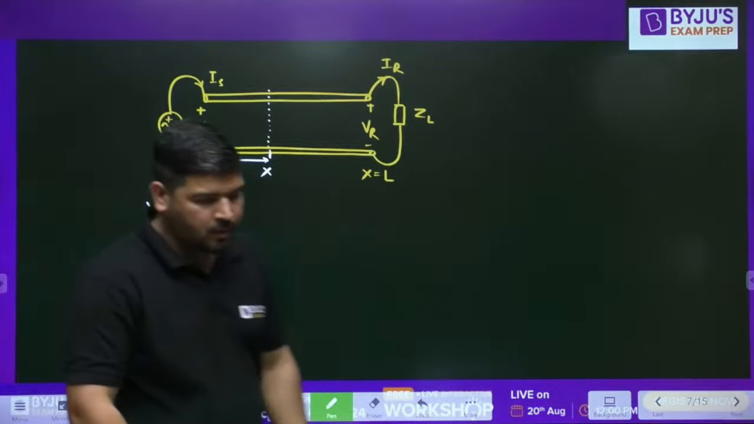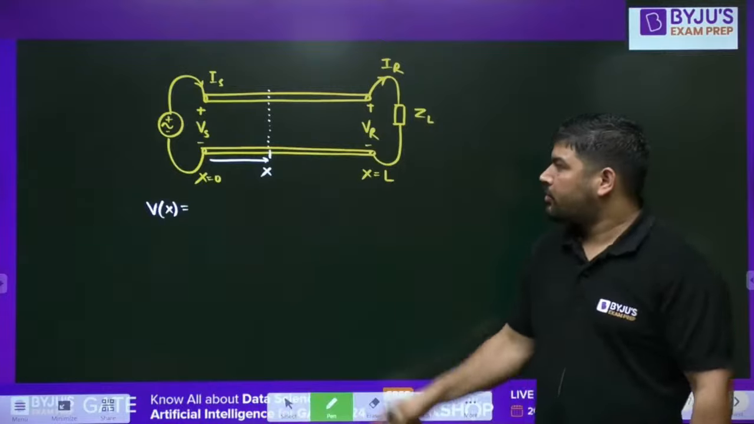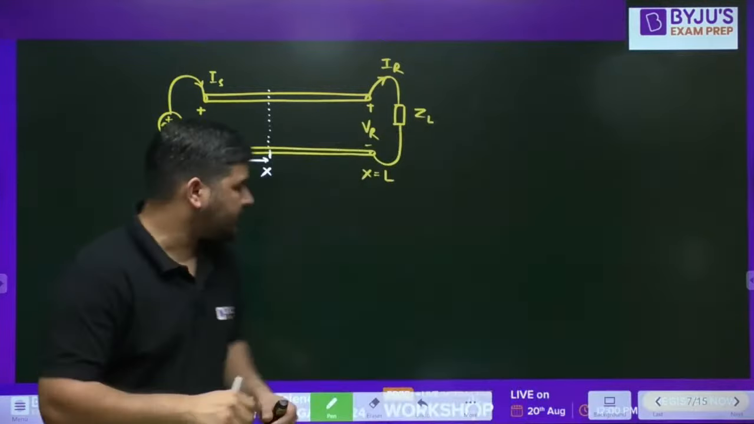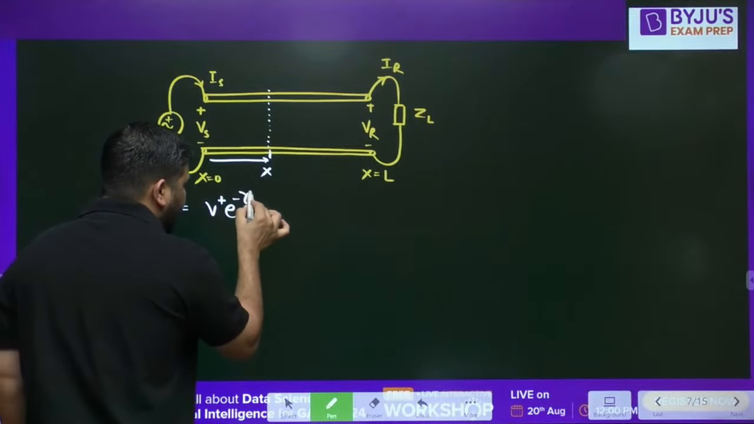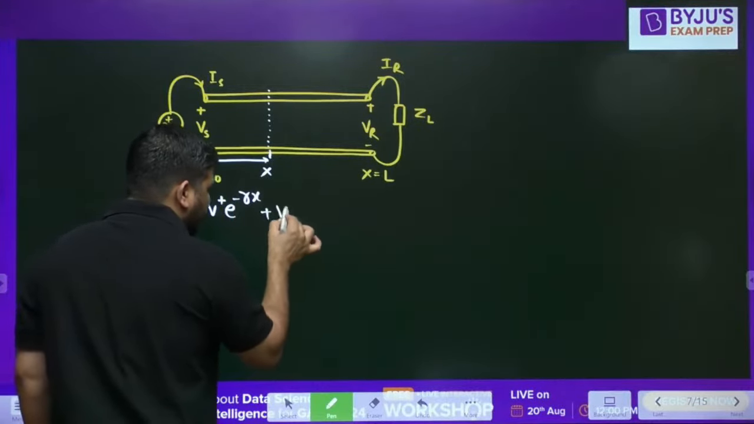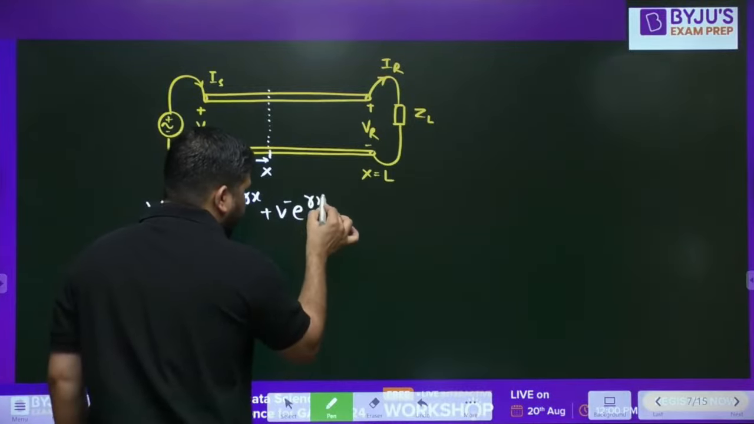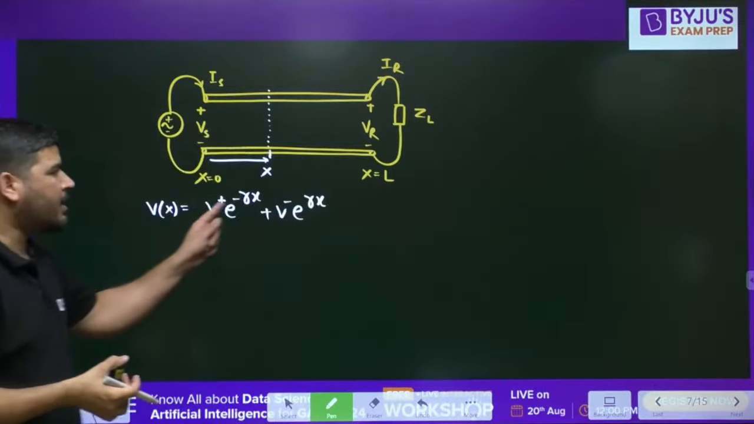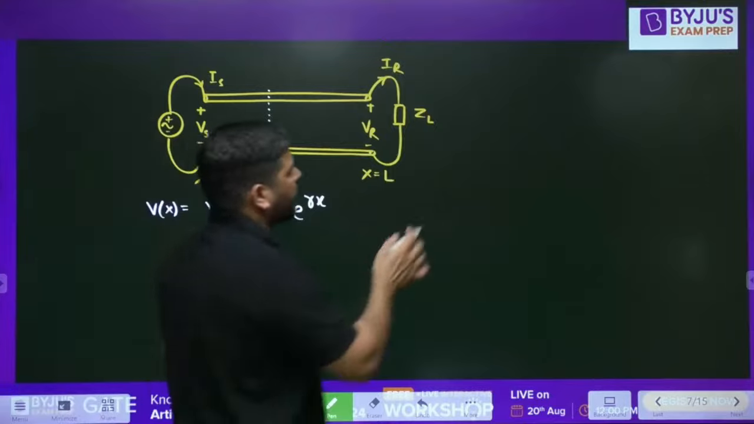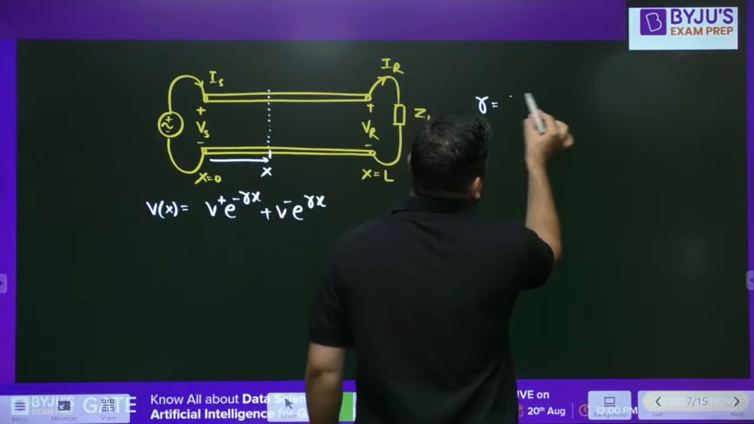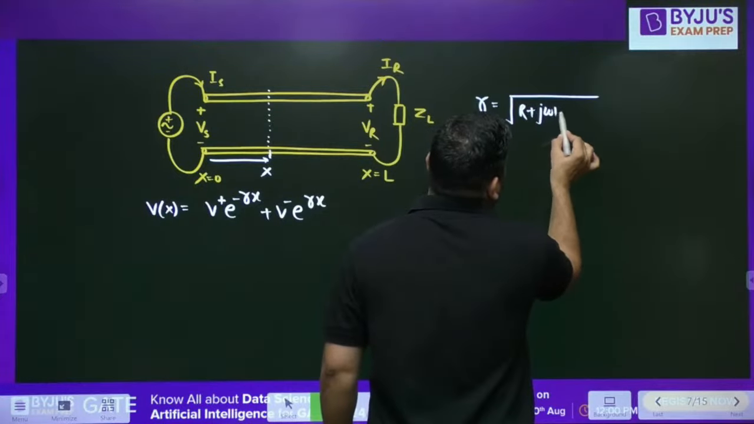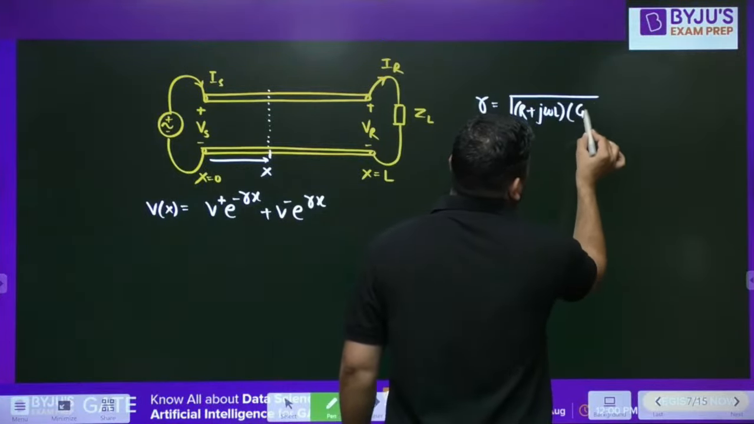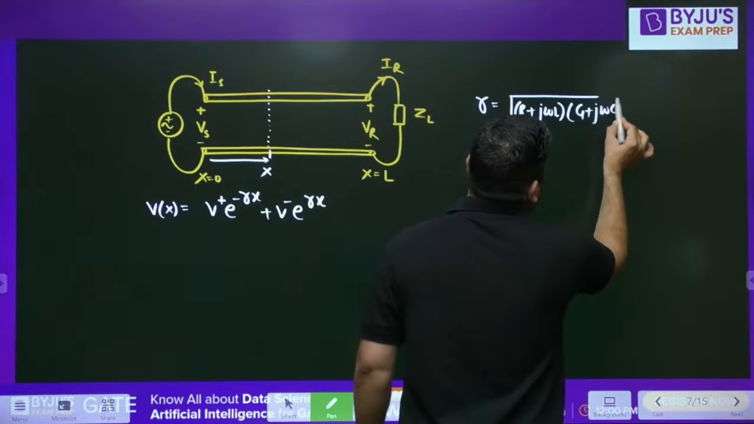then you can remember the expression, guys. I don't want to go into the derivation of this. So voltage at some distance x is some constant V plus times e to the power minus gamma x, plus V minus times e to the power gamma x. Gamma is known as the propagation constant, and its value is the root of (R plus j omega L) into (G plus j omega C).